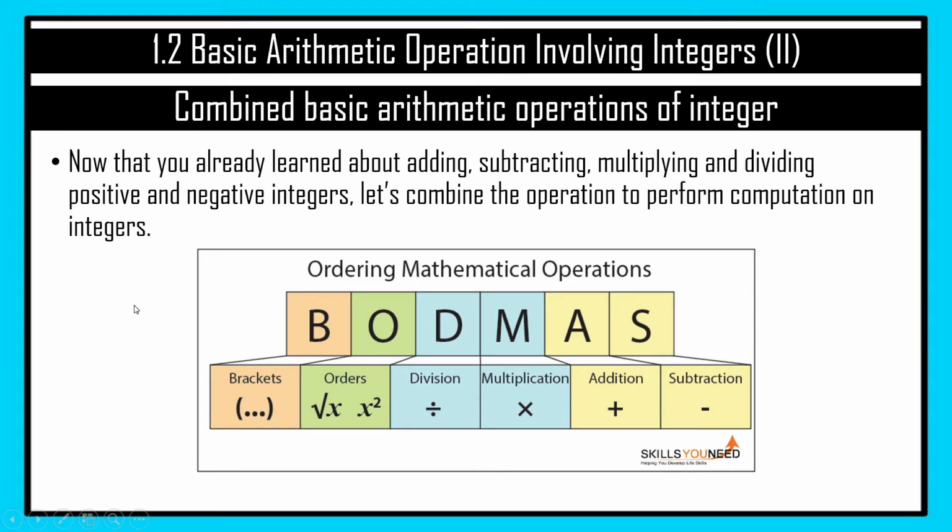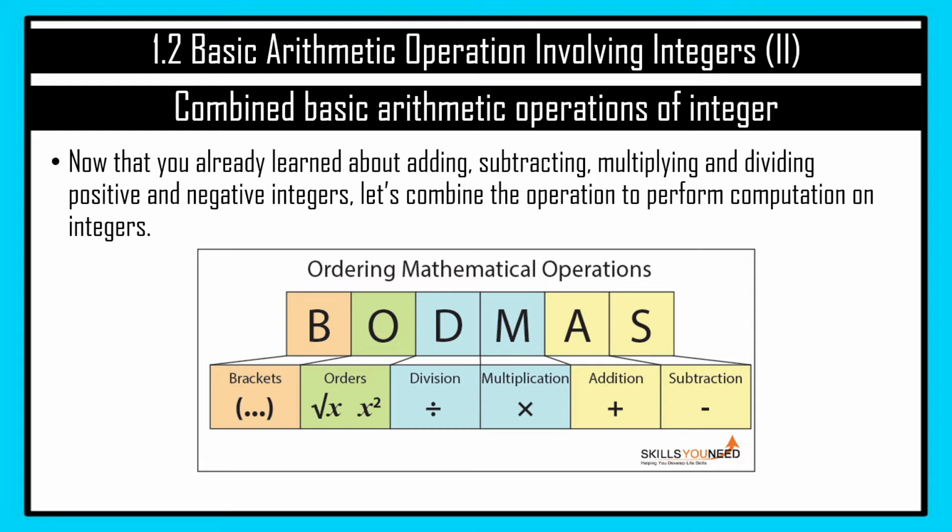Right, previously you already learned about adding, subtracting, multiplying, and dividing positive and negative integers. Now let's combine the operations to perform computation on integers. This type of combined operation usually involves more than two integers and more than one operation. So let's look at the order of mathematical operations.